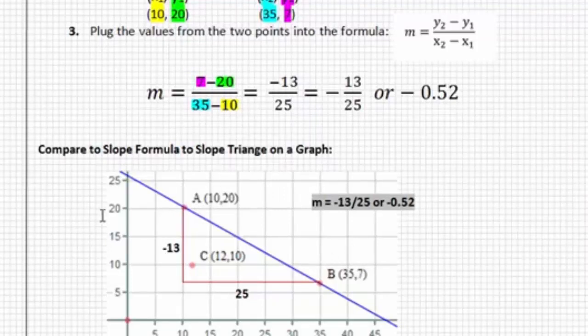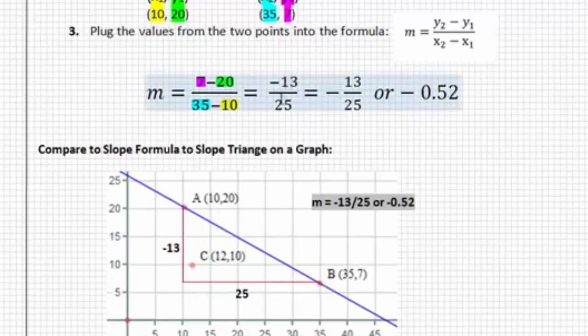And then I just drew here the red triangle. This would be our slope triangle, right? So you can see it's dropping, from left to right, it's dropping. So we expect a negative rise. So it was a difference of 13. Knowing that this value is 7, up to 20 is 13. And then from 10 over to 35, that gave us a run of 25.